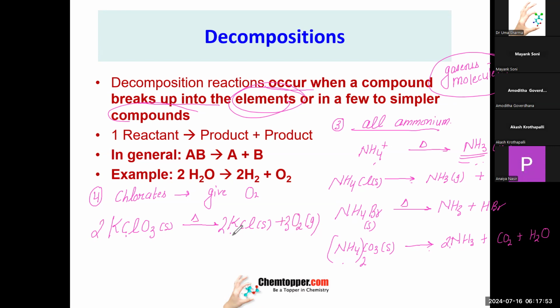Now, children, can you do the decomposition of Mg(ClO3)2, solid? Complete the equation and balance it. I want answer from all of you. And then do this one also. And take care, ammoniums, they also undergo decomposition.